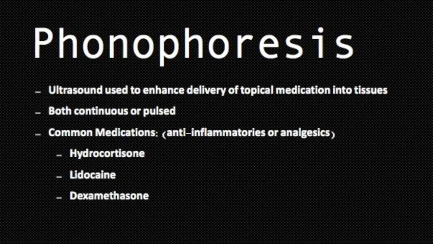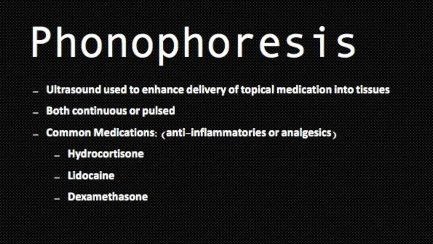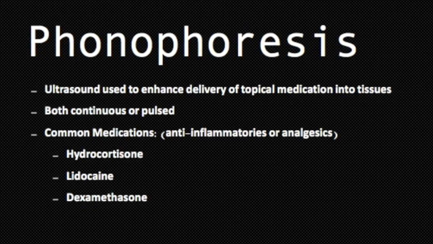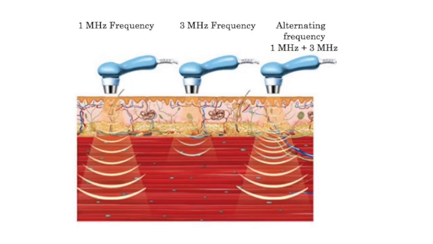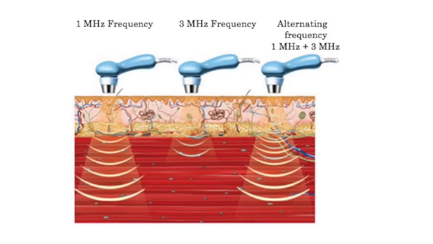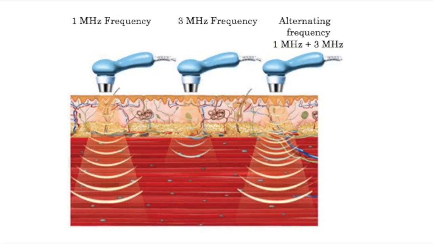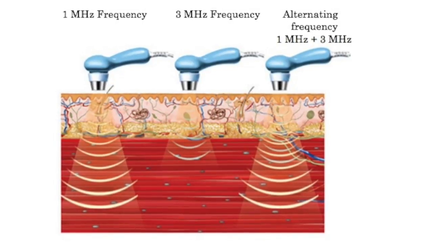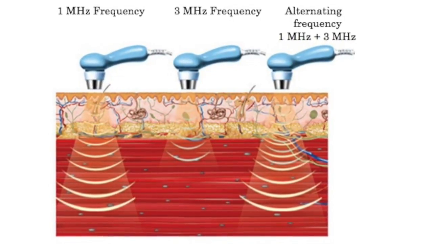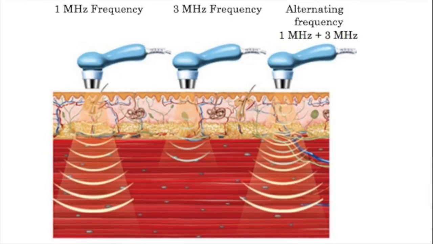Common medications utilized for phonophoresis are anti-inflammatories or analgesic medications, such as hydrocortisone, lidocaine, or dexamethasone. Parameters for phonophoresis depend on the area being treated and the goals of treatment. To obtain a more superficial tissue penetration, a higher frequency is used, and to obtain a deeper tissue penetration, a lower frequency is used.